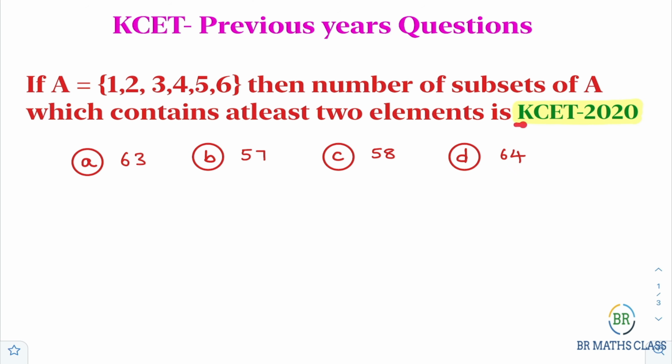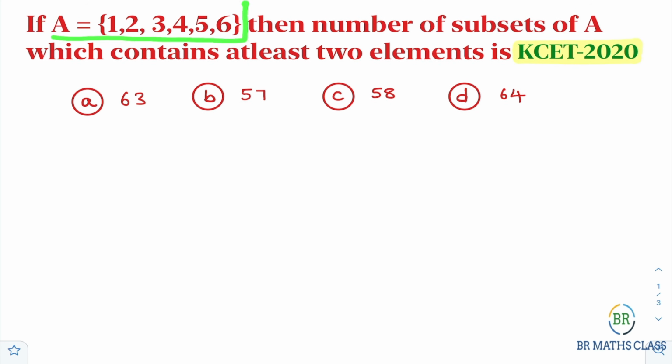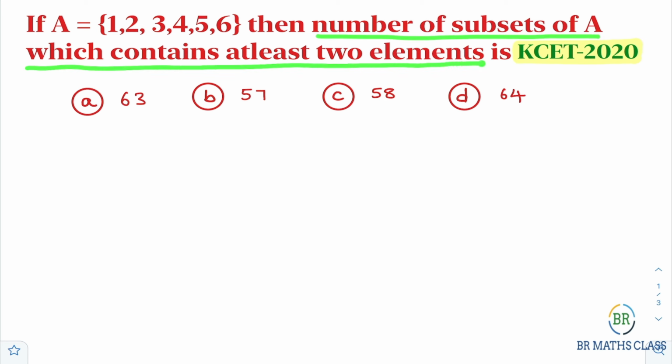You observe, this is the question given in KCET 2020. What is this question? Set A equal to 1, 2, 3, 4, 5, 6. Set A contains 6 elements. Then the number of subsets of A which contains at least 2 elements. You need to write the number of subsets of A which contains at least 2 elements.